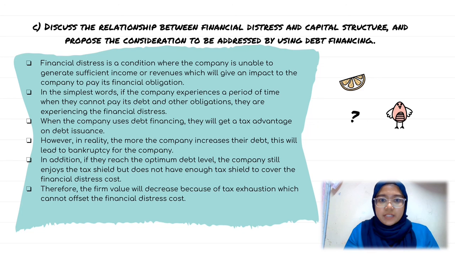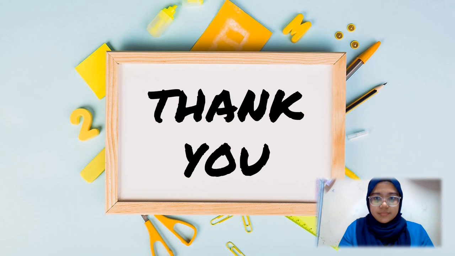When the company uses debt financing, they will get a tax advantage on debt issuance. However, in reality, the more the company increases their debt, this will lead to bankruptcy for the company. In addition, if they reach the optimum debt level, the company still enjoys the tax shield, but doesn't have enough tax shield to cover the financial distress costs. Therefore, the firm value will decrease because of tax exhaustion, which cannot offset the financial distress costs. That's all from me.